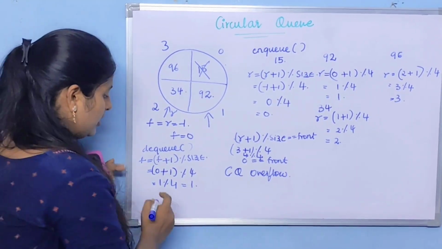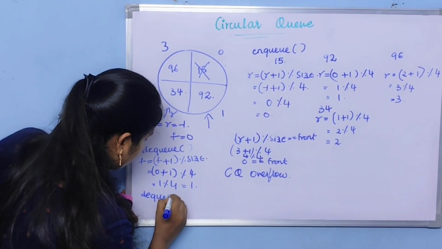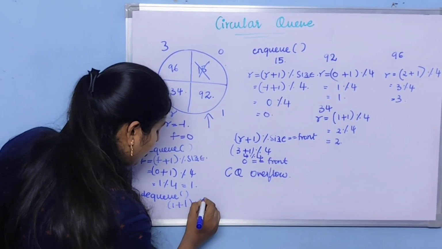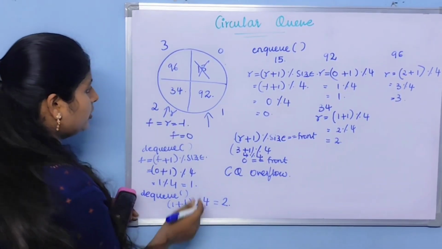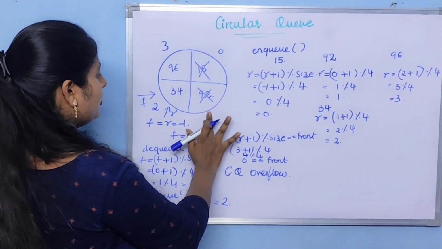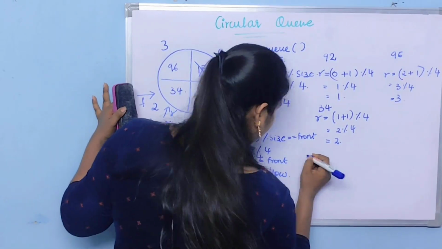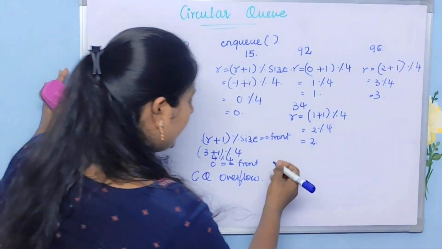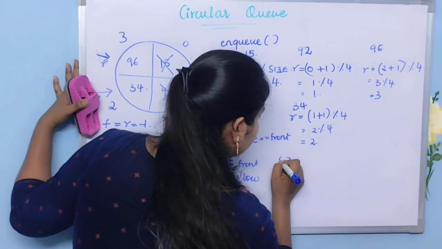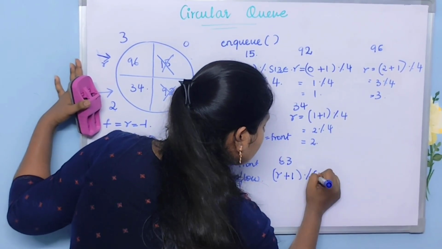After this, I try to delete one more element. So it becomes 1 plus 1 mod 4 equals 2. If you delete this element, this becomes the front now. Now let me try to insert an element. My element is 63. So for insertion, rear plus 1 mod size.